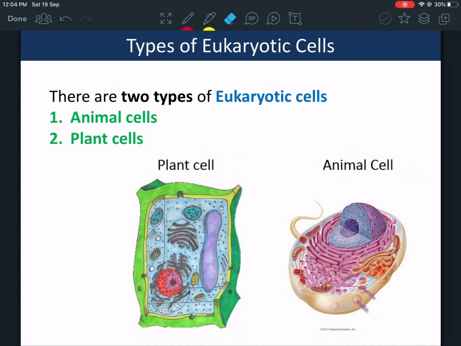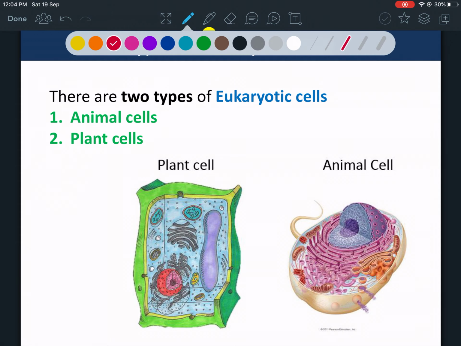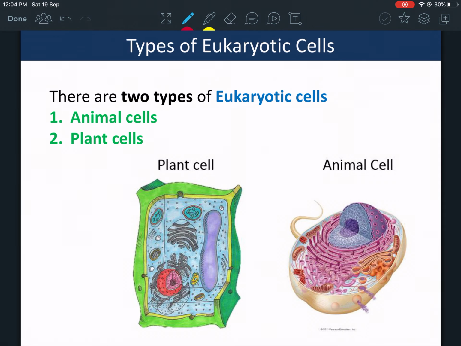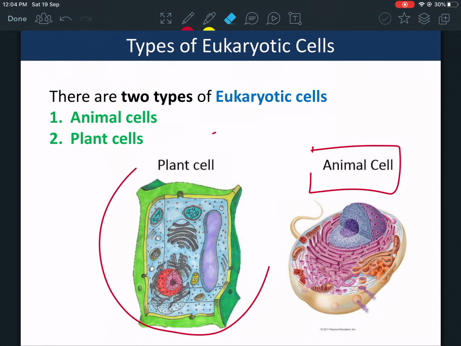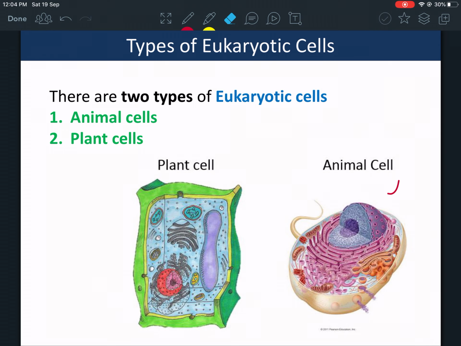Okay, good morning everyone. So today we're going to be learning about eukaryotic cells again. Yesterday we learned about the animal cells, but today we're going to learn about plant cells. This is what we're going to be doing today. Plant cells. Now before we go to plant cells, let's just review what we took about animal cells.